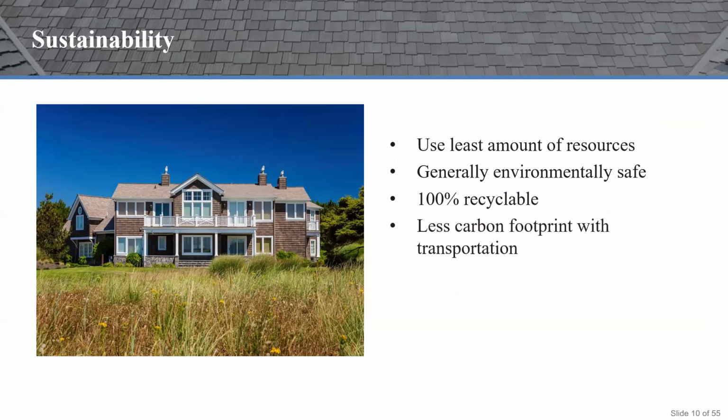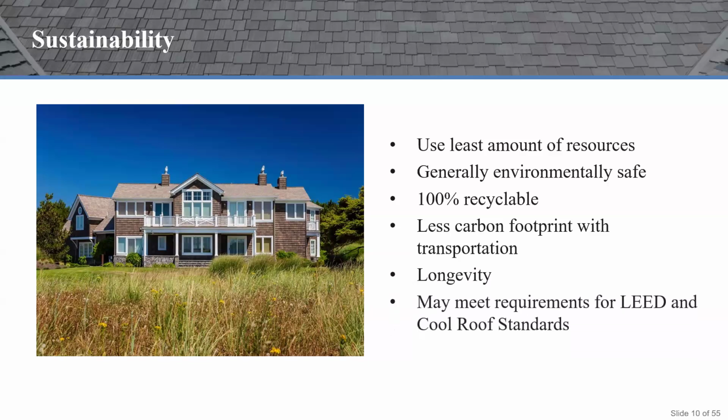Less carbon footprint with transportation. These products tend to last a very long time. A lot of manufacturers will go lifetime warranty, 50-year warranty plus. So, you can typically expect if you use a good quality composite product, you should get at least 50 years out of that roof. Okay. A lot of these products may meet requirements for LEED and cool roof standards as well.